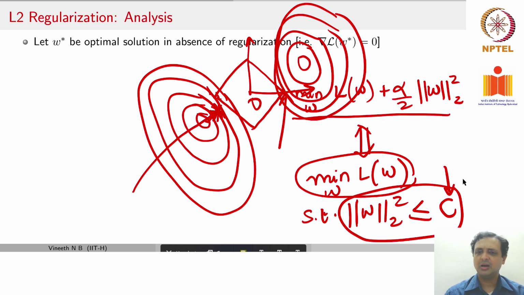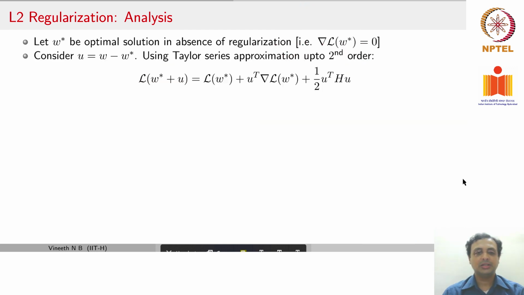Let's now also see what we are trying to do from a mathematical perspective. Let's assume that we have an optimal solution for our original problem. Let's call that W star. So which means grad L of W star is equal to 0. So W star was our optimal solution before regularization, only with the original loss function. Let's now consider a term U which is given by W minus W star. Let's write a Taylor series expansion of the loss function at W star plus U.